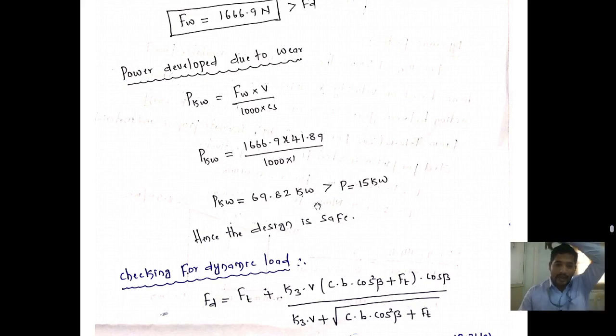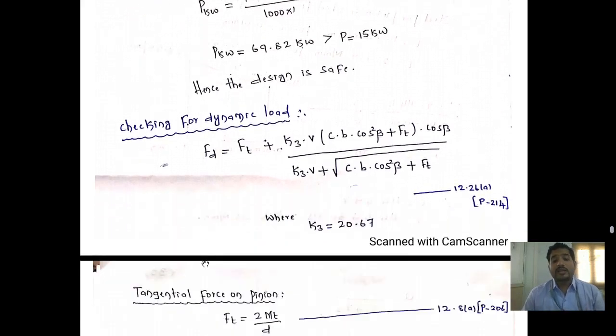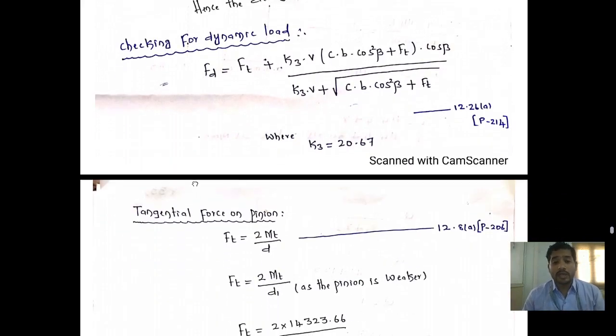So this means that our power is how much is given? 15 kilowatt is given. Whatever the power developed due to the wear, how much we got in here? 69.82 kilowatt. So this means that our design is safe. Whatever our answer is, it should always be greater than the power that is given. If it is lesser, then we can say that our design is unsafe. Clear?